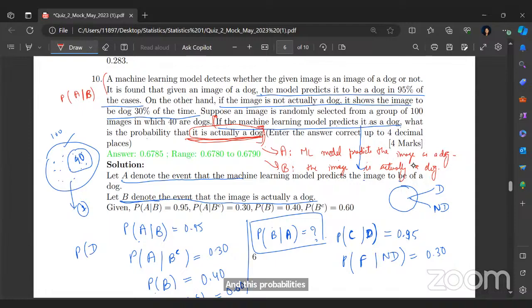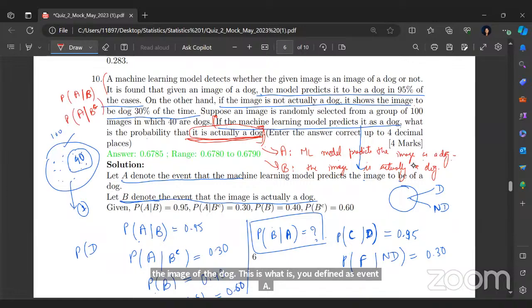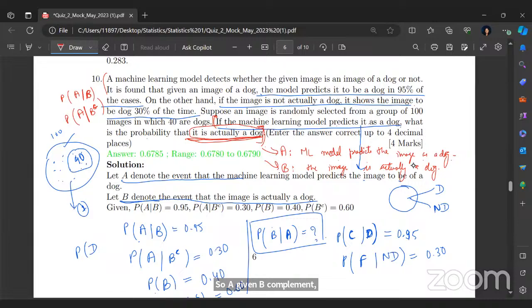Now look at the second sentence. It says, on the other hand, if the image is not actually a dog. If the image is actually a dog, you define it as B. Now, if you say the image is not actually a dog, it means you are given B complement. So given B complement, the model shows the image to be a dog. So the model predicts the image as a dog. This is what you defined as event A. So A given B complement probability is 0.30, right?